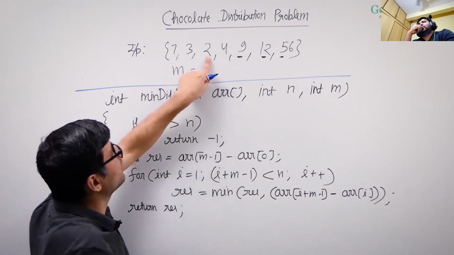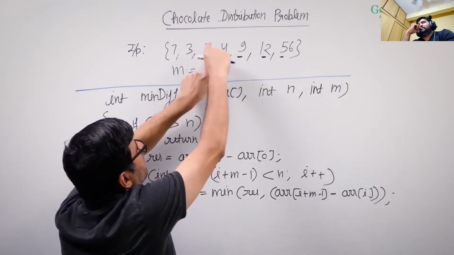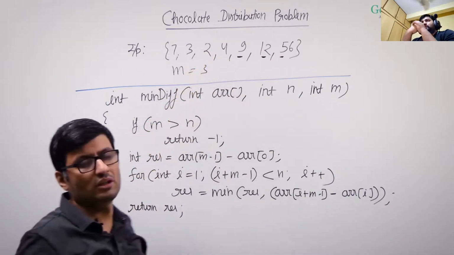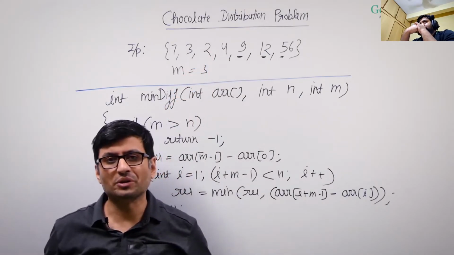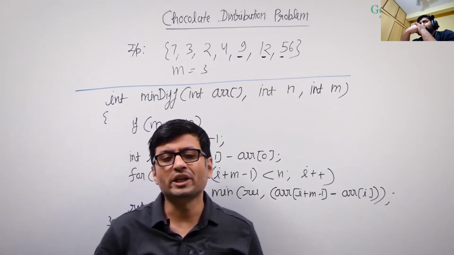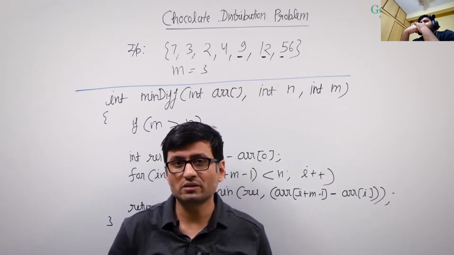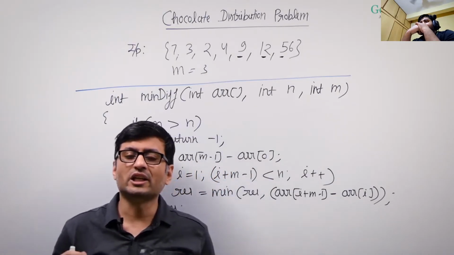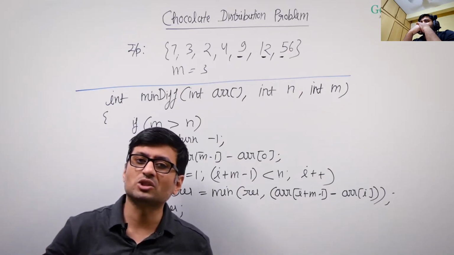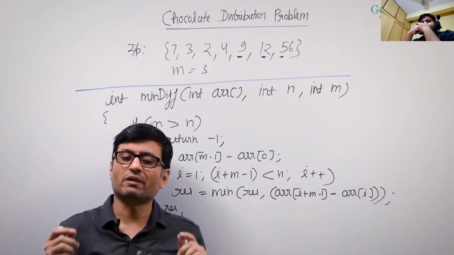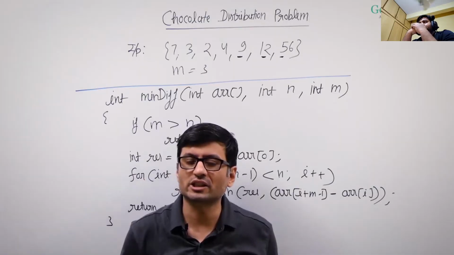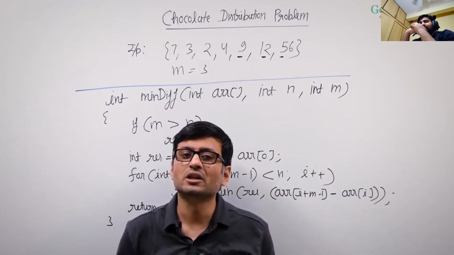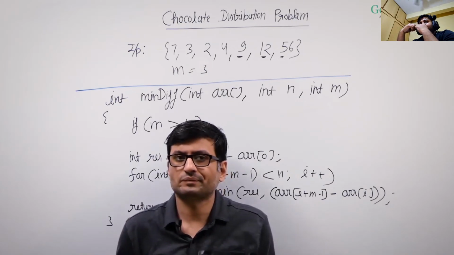If I consider 2, I can consider 2, 3, 4, and I get the minimum difference as 2. So this is where I get the result. If you look at this pattern, what are we doing? For every element, we need m minus 1 greater elements than this. We mainly need the element which is just the m minus 1th greater element than this. If I find the difference between that element and this element, I can find the difference for this element being the minimum of the result.